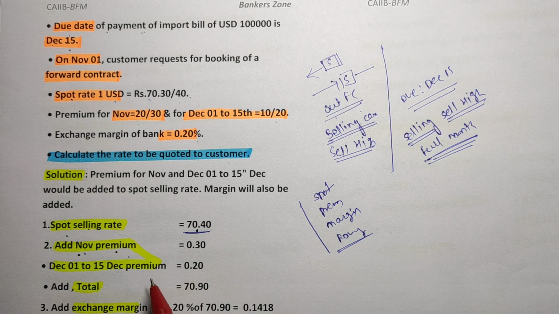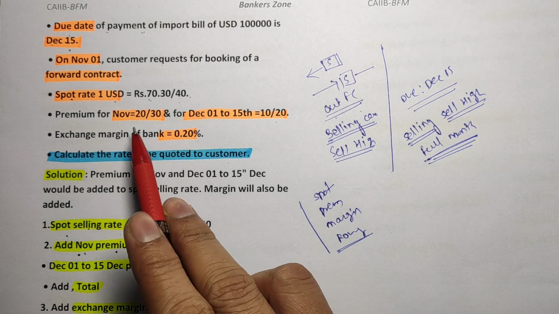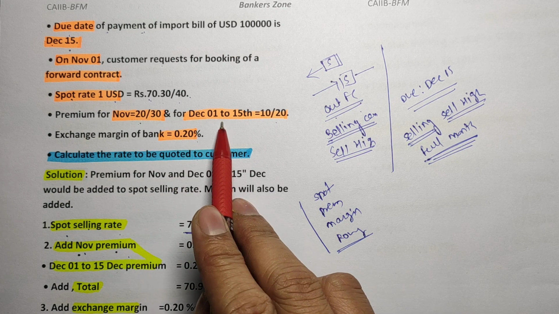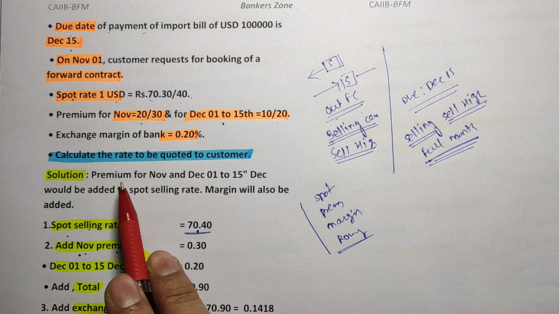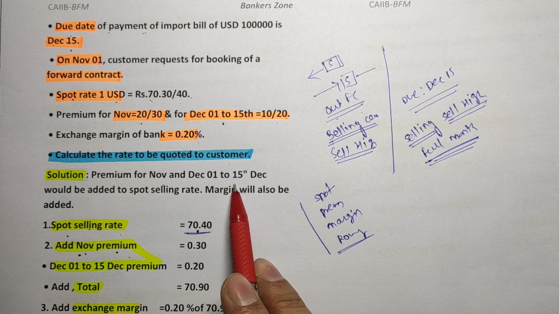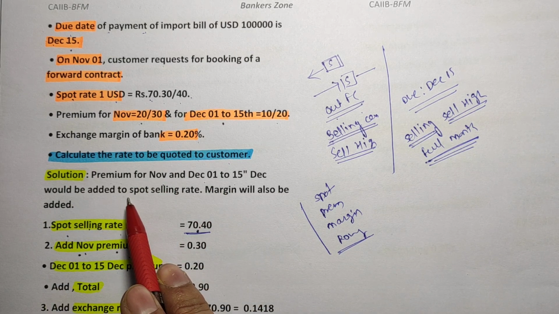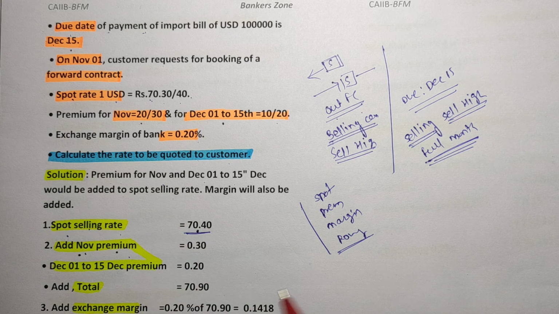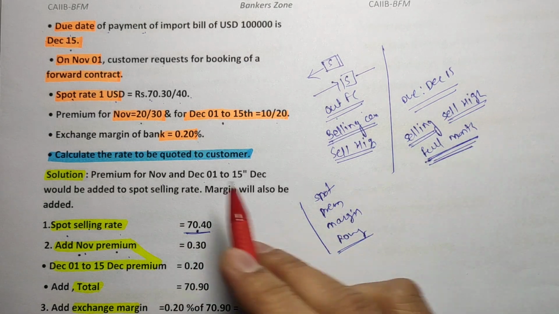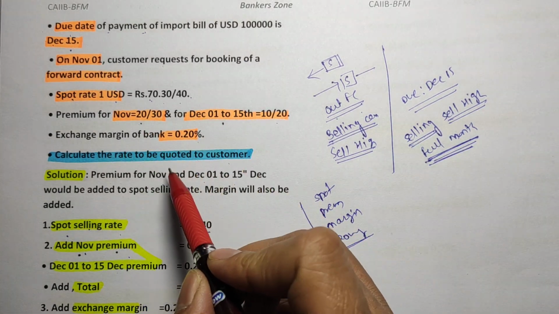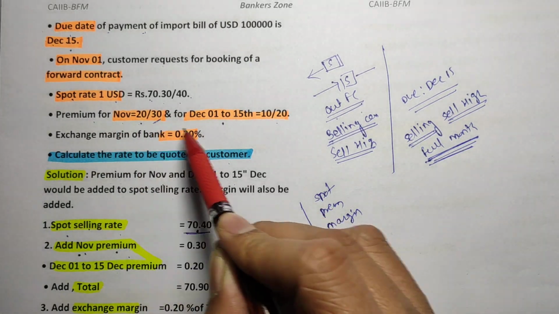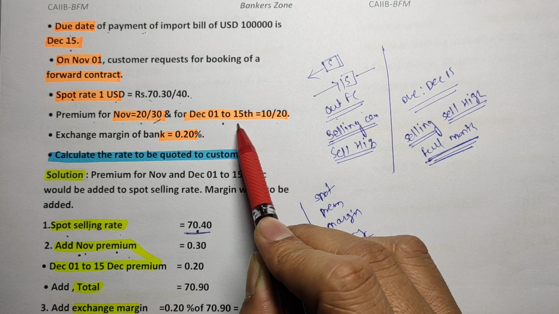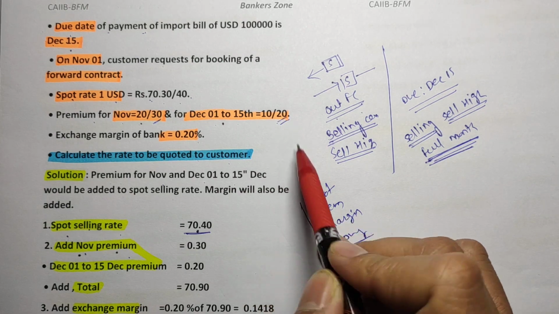So for that purpose, we will add the premium for November as well as December, because we have to sell high. See here, the premium for November and December 1 to 15 should be added to the spot selling rate, because we have to sell high. So what is the highest value we are selling? Take the highest value. For November you have to take 30 points, and for December 1 to 15 you have to take the highest value, that is 20.